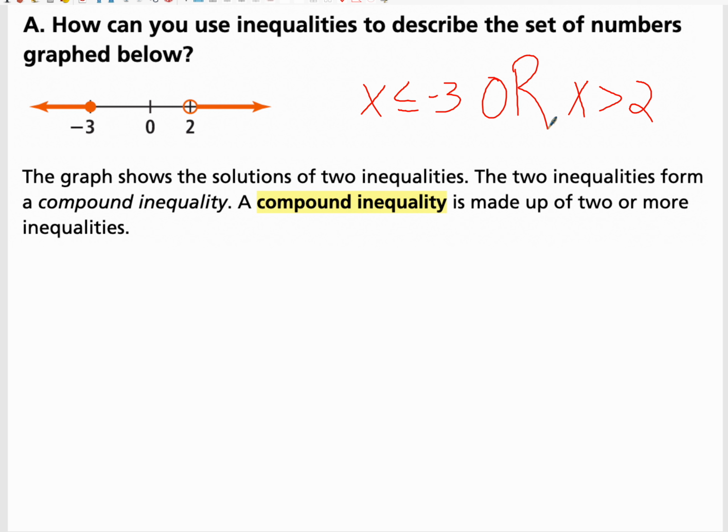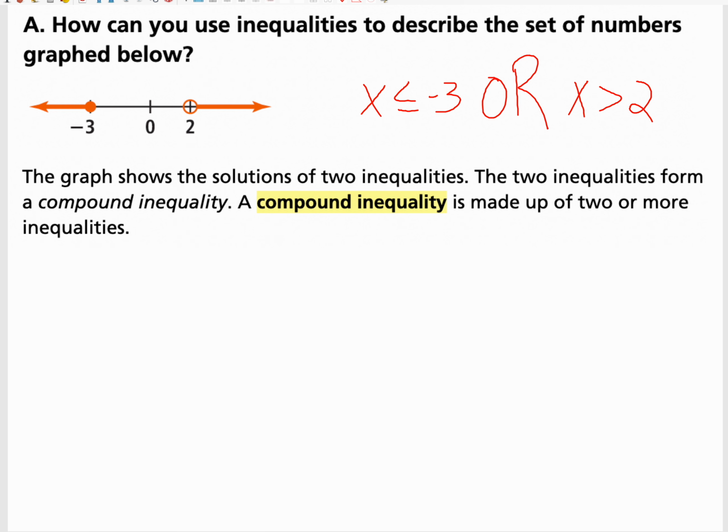So X is less than or equal to -3, or X is greater than 2. It can't be both. All right, so this is a compound inequality. We're going to do both ways, where they give us a graph and we write the inequality for it, and also solve some inequalities and then graph them. So we go both directions here.